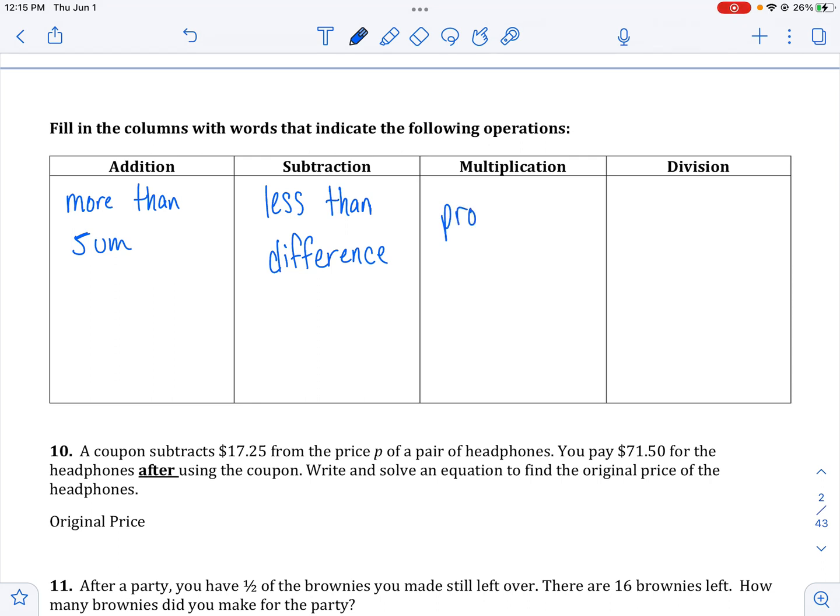Multiplication would be the product of, or times, if I said 3 times as many, and division would be quotient.